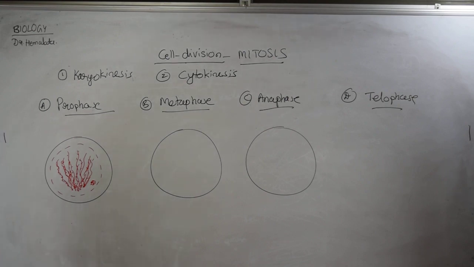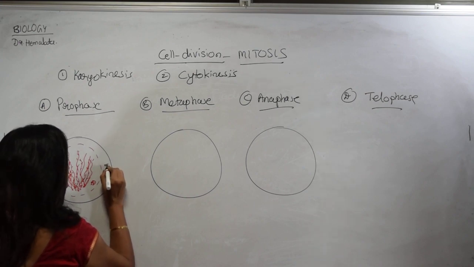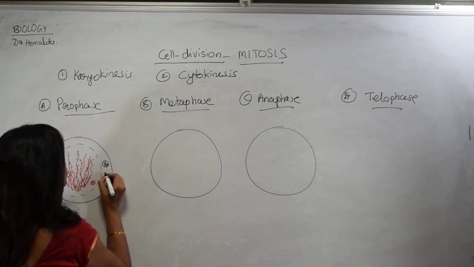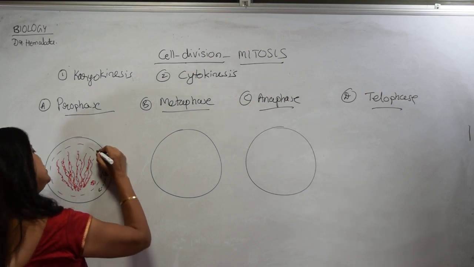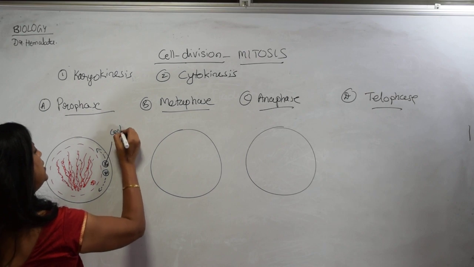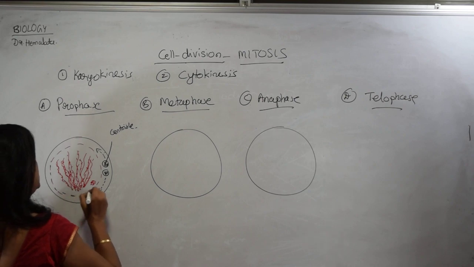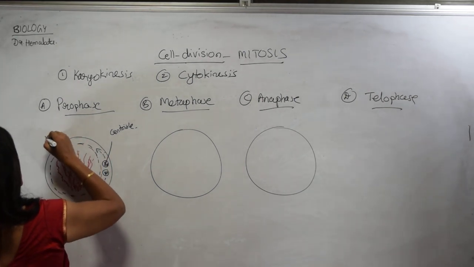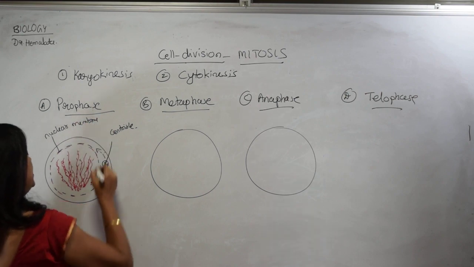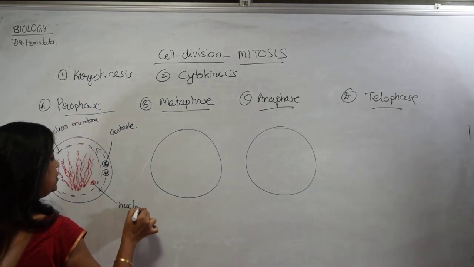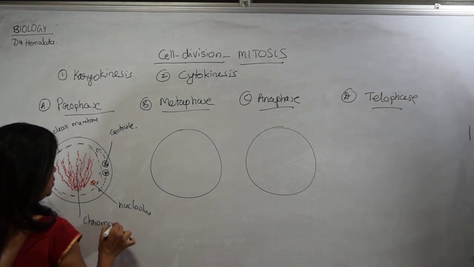Apart from that, one more thing happens in this stage: the centriole divides into daughter centrioles. The centriole divides into two daughter centrioles and starts moving towards the respective poles. This is the daughter centriole. And this is the nuclear membrane, which is dissolving. This is the nucleolus. And this is the chromosomal content.